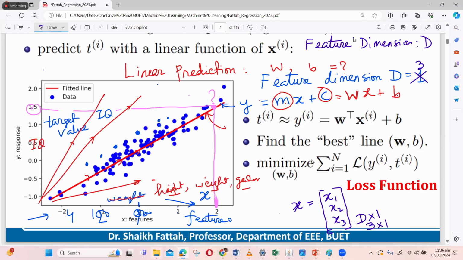So to accommodate this type of features, you need to consider y equal to w1x1 plus w2x2 plus w3x3 plus b. That means w should also be a vector. We wrote these in the notebook in the last class, and I write them again because we will need them shortly to do the math and understand. So w will also be a vector and its size will be d cross 1.